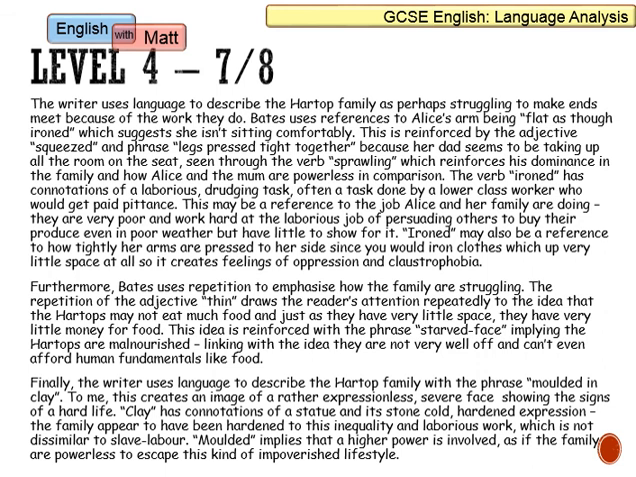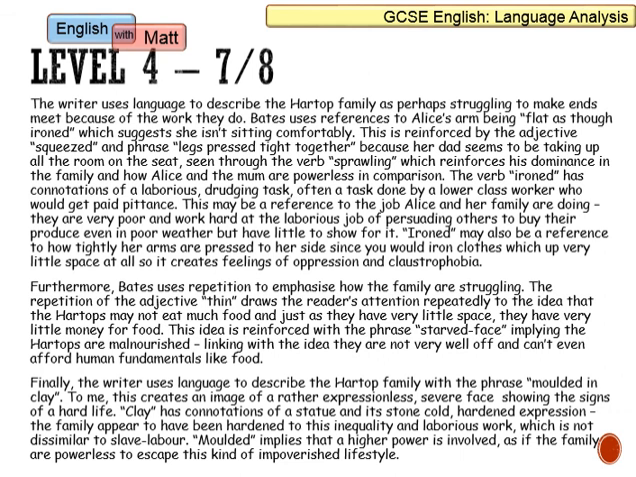Furthermore, Bates uses repetition to emphasise how the family are struggling. The repetition of the adjective thin draws the reader's attention repeatedly to the idea that the Hartops may not eat much food, and just as they have very little space, they have very little money for food. This idea is reinforced with the phrase starved face, implying the Hartops are malnourished, linking with the idea they are not very well off and can't even afford human fundamentals like food.